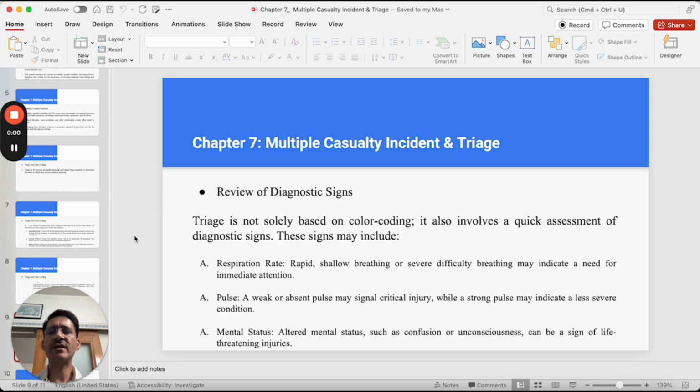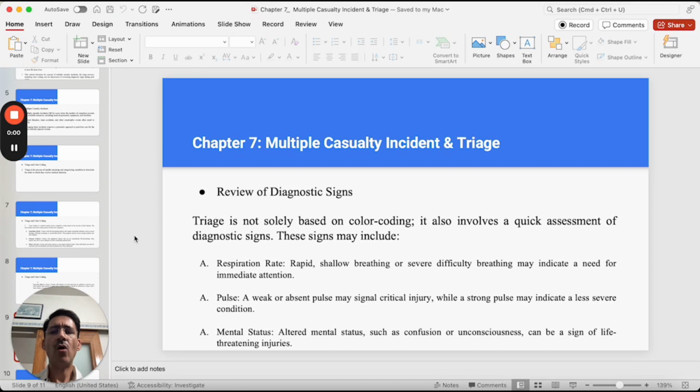Review of diagnostic signs. Triage is not solely based on color coding. It also involves a quick assessment of diagnostic signs. These signs may include respiratory rate. Rapid shallow breathing or severe difficulty breathing may indicate a need for immediate attention. Pulse. A weak or absent pulse may signal critical injury, while a strong pulse may indicate a less severe condition.